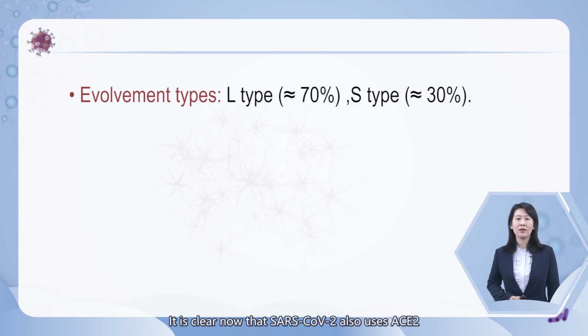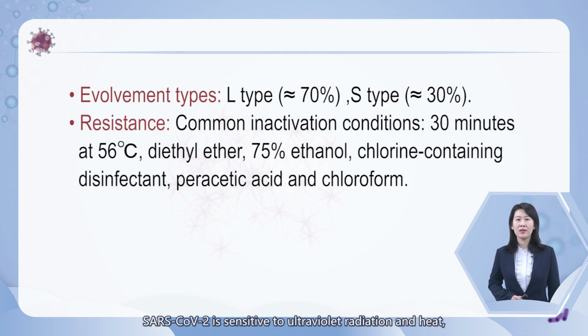It's clear now that SARS coronavirus 2 also uses ACE2 as a cellular receptor to infect humans. SARS coronavirus 2 is sensitive to ultraviolet radiation and heat, and can be inactivated by lipid solvents, such as diethyl ether, 75% ethanol, chlorine-containing disinfectant, peracetic acid, and chloroform. SARS coronavirus 2 can be inactivated for 30 minutes at 56 centigrade.